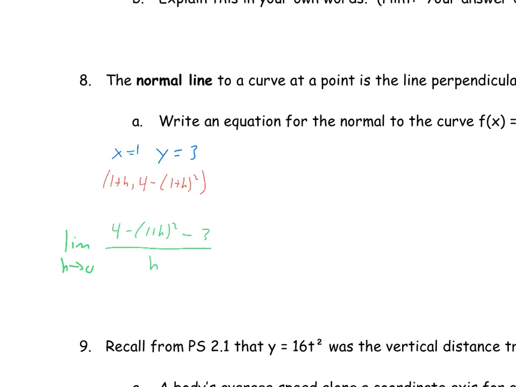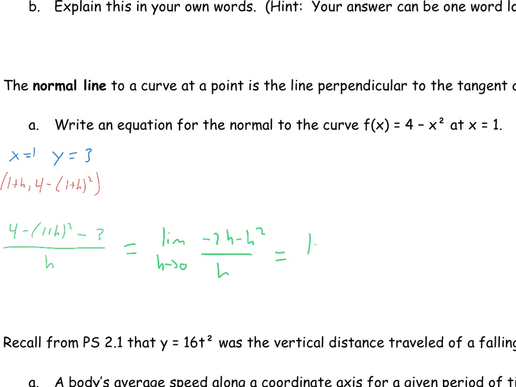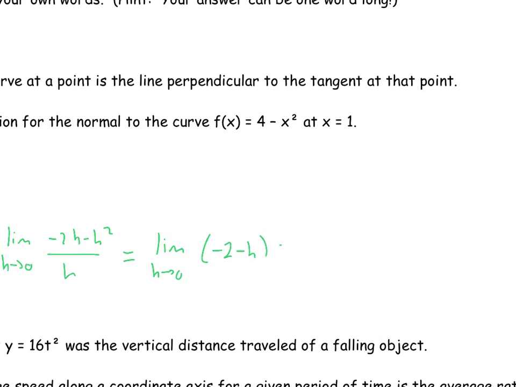We simplify this. So just to save you some time, and you can look at the handwritten key for more details here, you get negative 2h minus h squared over h once you simplify that, which is exactly equal to the limit as h goes to 0 of negative 2 minus h, which as h goes to 0 gets us negative 2. So the slope of the tangent line of f of x equals 4 minus x squared at x equals 1 is negative 2.